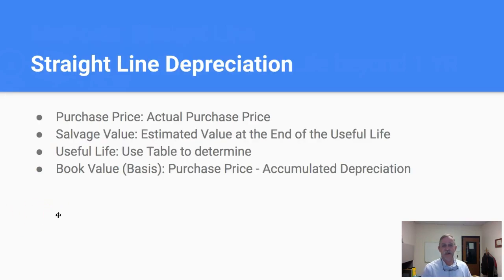The straight line uses the actual purchase price. All right, it establishes the salvage value, whether there is one or not. And with some assets, and we were talking about this in class the other day, what is an asset that doesn't have a salvage value? Okay, now one that comes to mind for me is a fence.